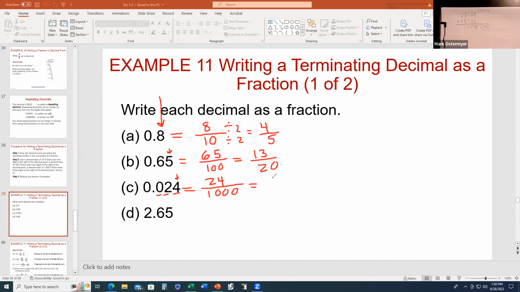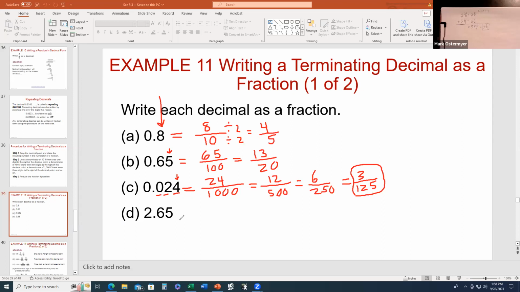Can you think of how to reduce this? Well, we could at least start pecking away at it with 2. 2 divides into 24 12 times, divides into 1,000 500 times. 2 divides into this again. So 2 divides into 12 6 times, divides into 500 250 times. Yes, it reduces down by 2 again. 2 divides into 6 3 times, divides into 250, 125 times. And ladies and gentlemen, I don't think we can go any lower than that. That's in the reduced form.